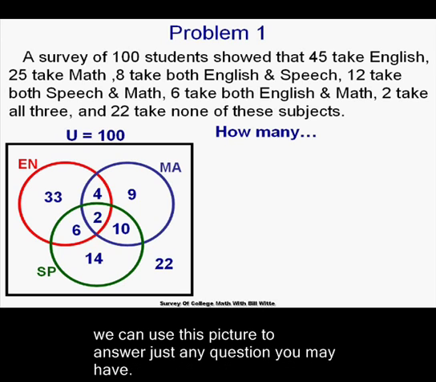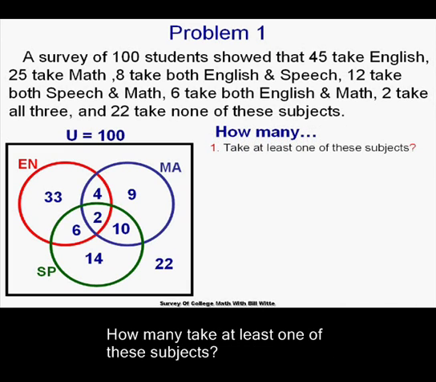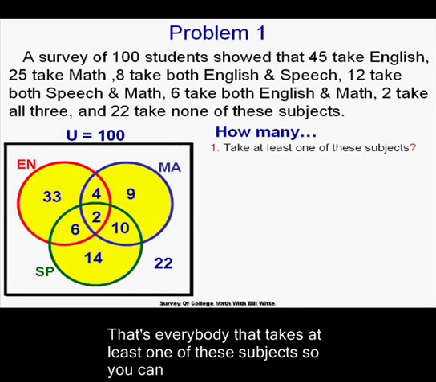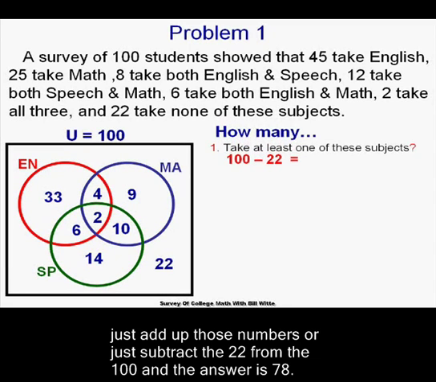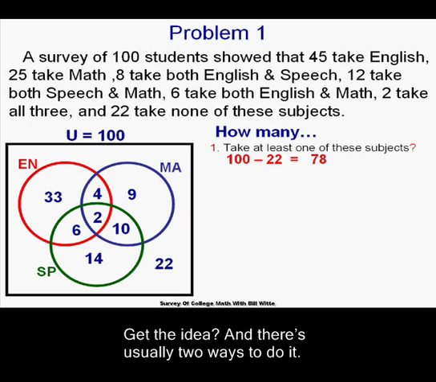Oh, great. Now that you've filled in all the numbers, we can use this picture to answer just about any question you may have. And I have plenty. How many take at least one of these subjects? That's everybody that takes at least one of these subjects. So you can just add up those numbers, or just subtract the 22 from the 100. Excellent. And the answer is 78. Get the idea? There's usually 2 ways to do it.